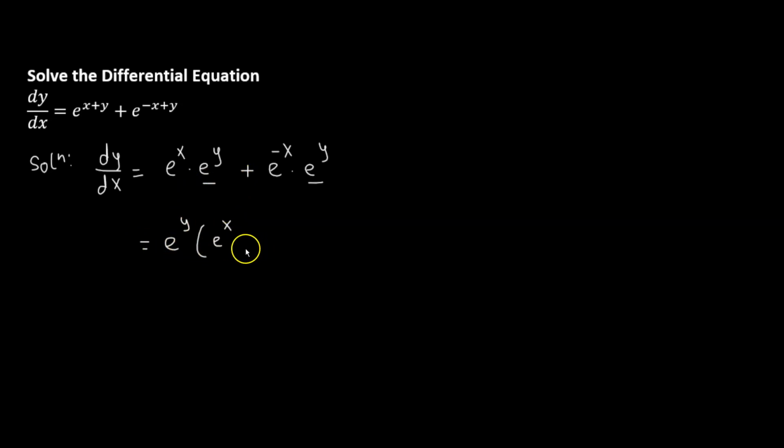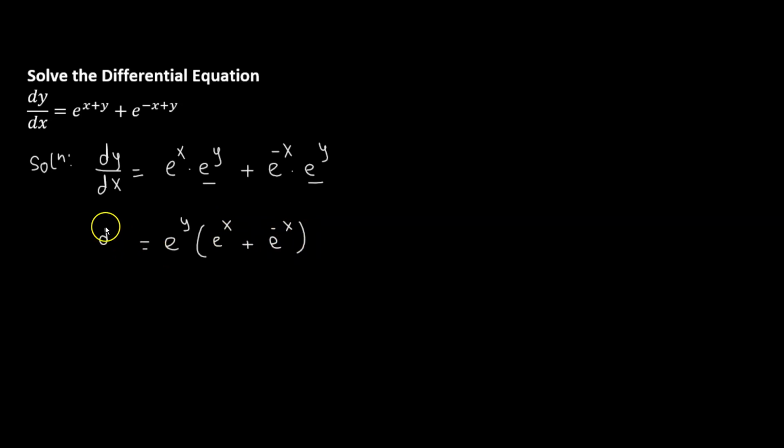So we have the following differential equation. Let's rewrite the terms on the right hand side. dy over dx equals e raised to the power of x plus y, so we can rewrite it as e raised to the power of x times e raised to the power of y, plus e raised to the power of negative x times e raised to the power of y. We can take e raised to the power of y as the common factor from both terms. So that will be e raised to the power of y multiplied by e raised to the power of x plus e raised to the power of negative x.